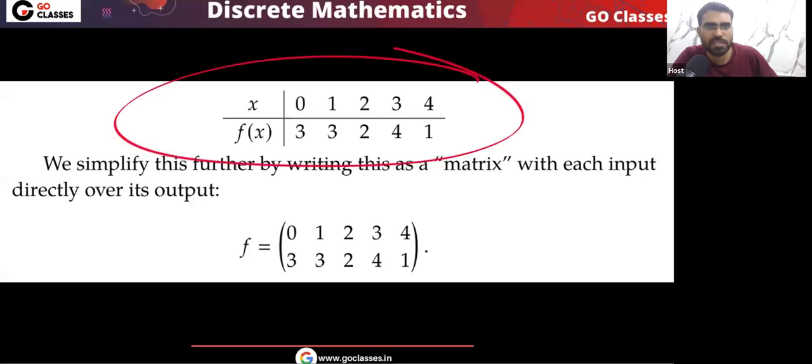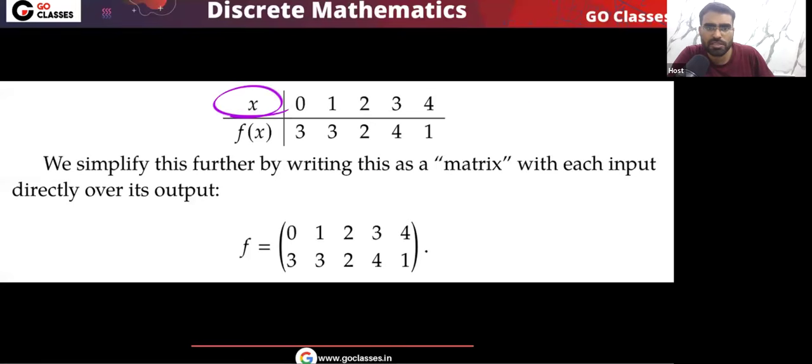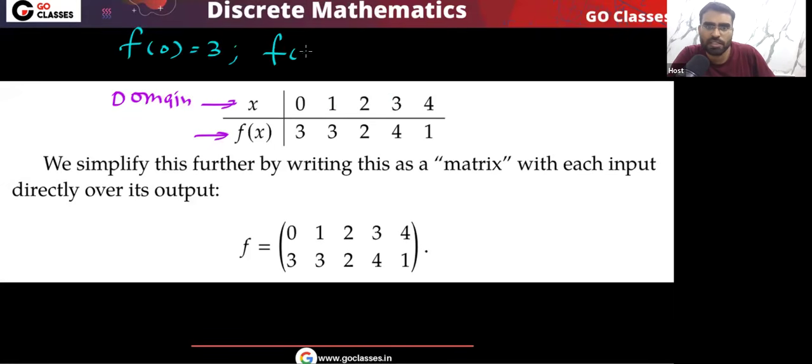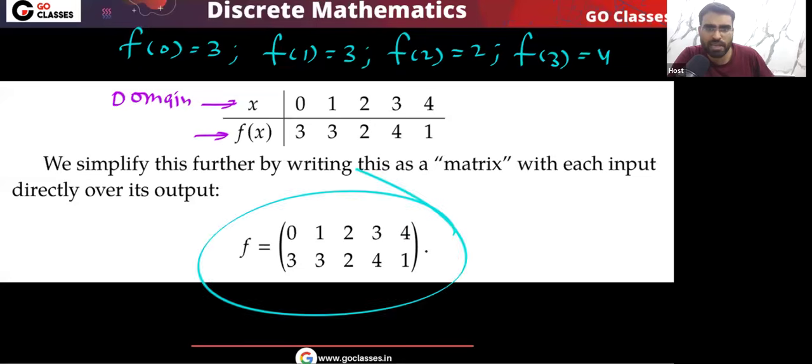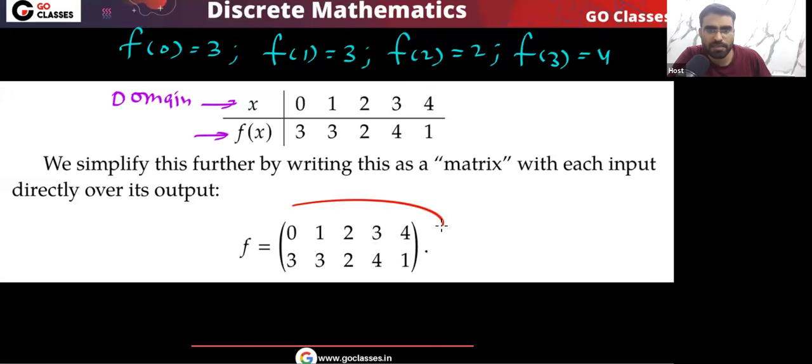For example, you can see this representation. Here you can notice this X. Here again, this is the domain. We put the domain here, and this is your f(x). So you can see that 0 is mapping to 3. So what is f(0)? Tell me. f(0) is 3. What is f(1)? f(1) is 3. What is f(2)? f(2) is 2. What is f(3)? That is 4. And so on. Now this same representation you can put like this also. This is another representation, where 0 is mapping to 3, 1 mapping to 3, 2 mapping to 2. Yes or no? Is this clear? Please tell me. So this is another representation.